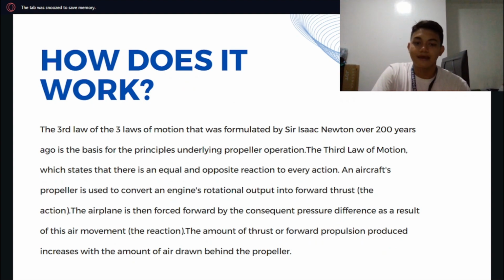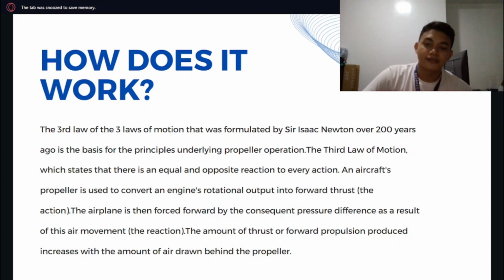This lift allows the aircraft to travel forward. Next up is, how does the propeller work? The third of the three laws of motion formulated by Sir Isaac Newton over 200 years ago is the basis for the principles underlying propeller operation. The third law of motion states that there is an equal and opposite reaction to every action.